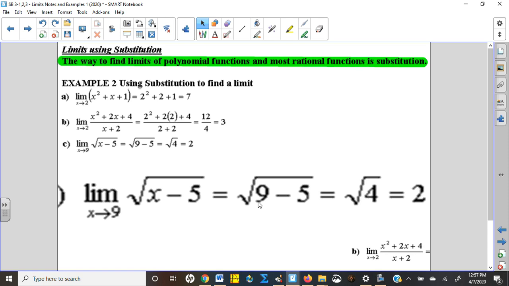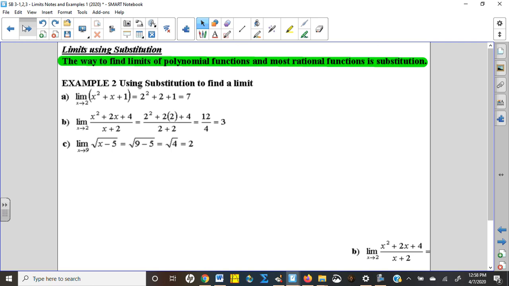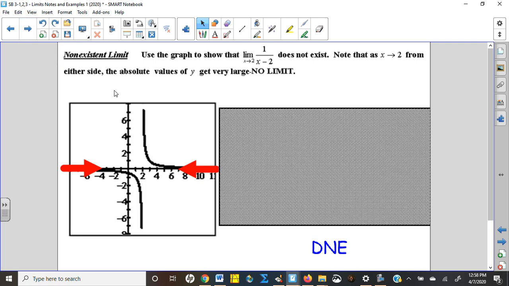Now notice I could get in trouble if I plugged in a 2. What's the limit as I approach 2? Well, that would give me square root -3, which is not a real number, and I would be stuck. So those are some of the things we'll start really getting into tomorrow. Non-existent limits are an example like we just talked about, right? The limit of that root function at 2 would not exist because it's not a real number.